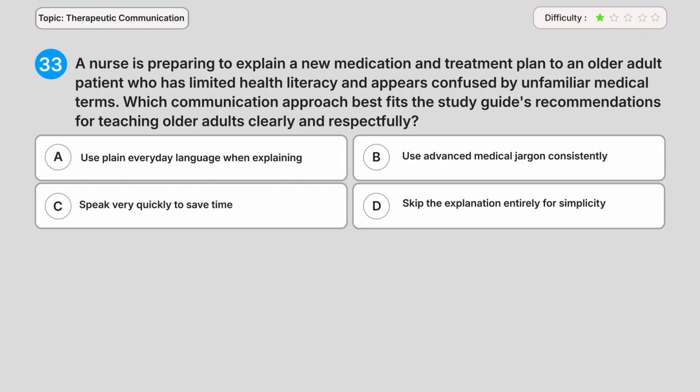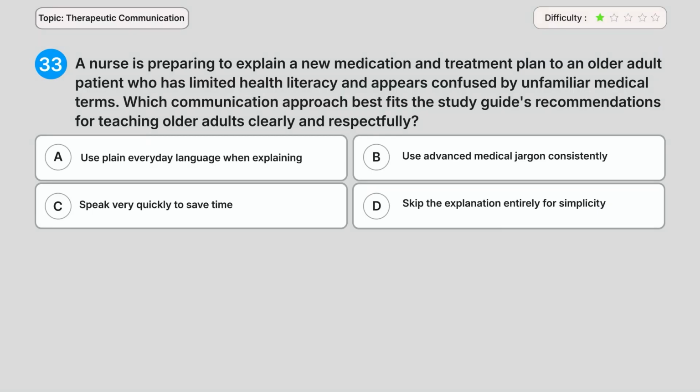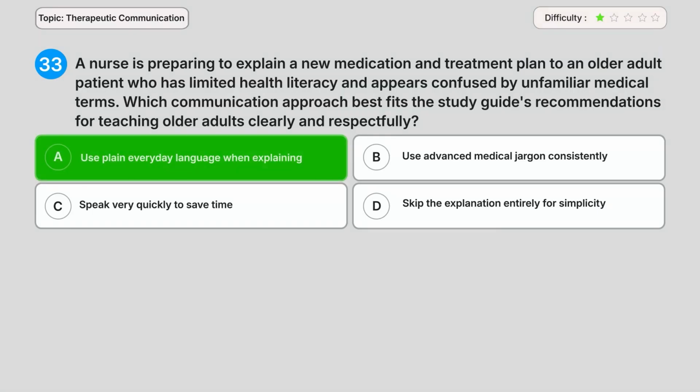A. Use plain, everyday language when explaining. B. Use advanced medical jargon consistently. C. Speak very quickly to save time. D. Skip the explanation entirely for simplicity. What do you think is the answer? Correct answer. A. Use plain everyday language when explaining.